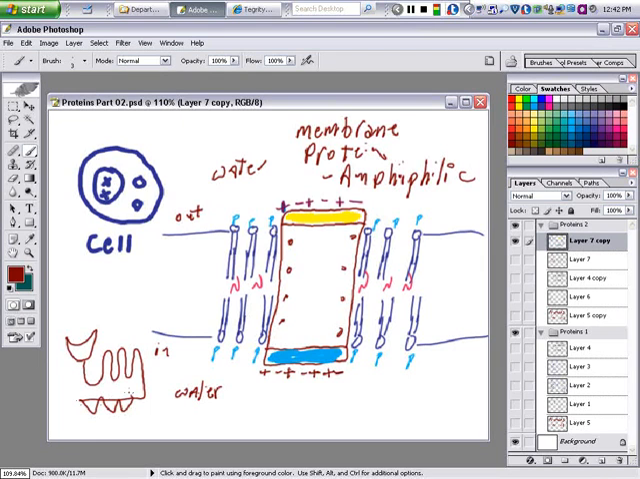What is that? The adrenergic receptors. All of those adrenergic receptors we drew all of that time. So the adrenergic receptors, they're membrane proteins.